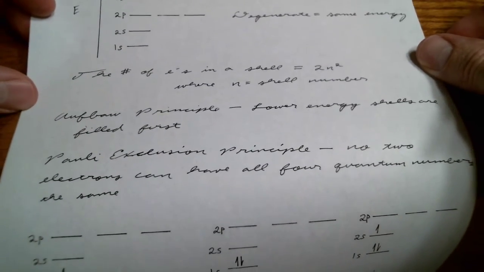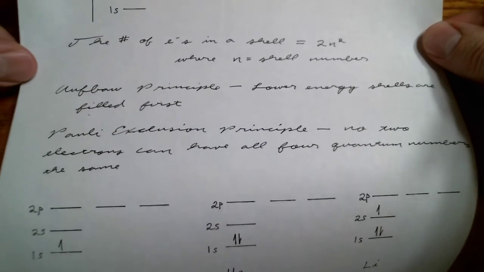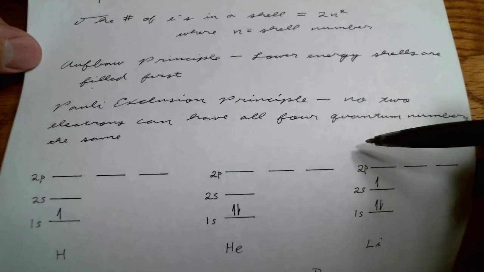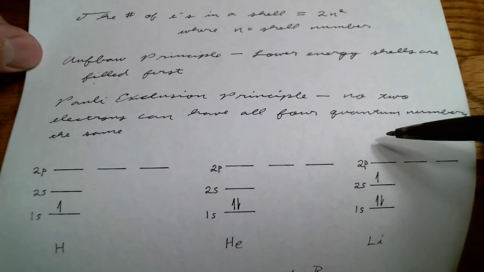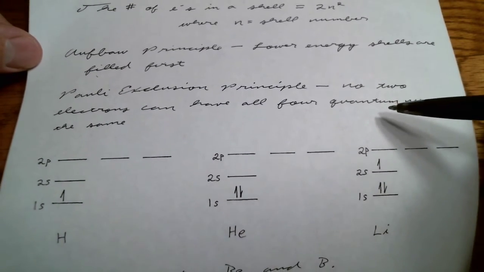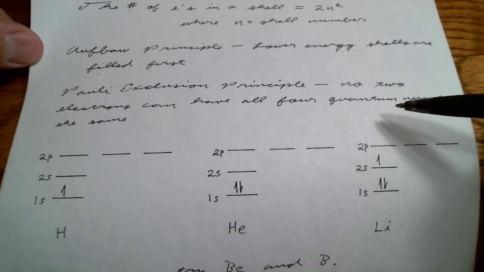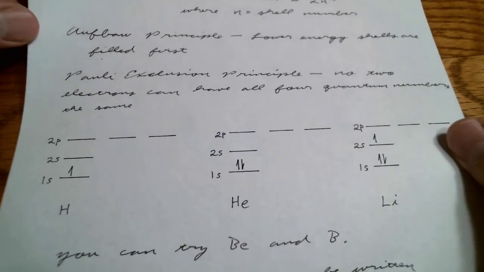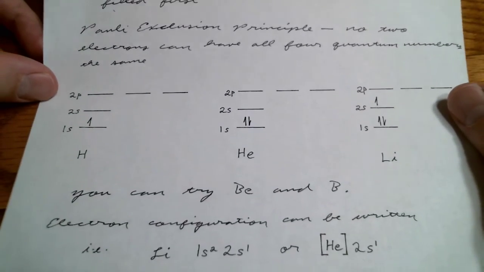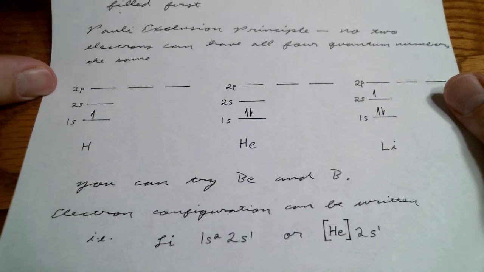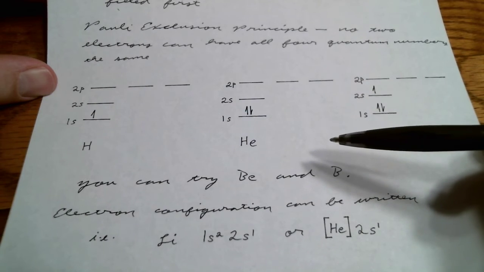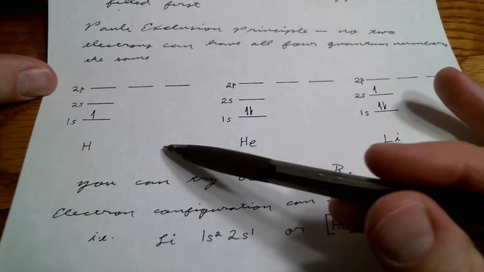And so here we have the Aufbau principle, and that principle says basically lower energy shells are filled first. After the Aufbau principle, it's kind of interesting to encounter the Pauli exclusion principle. That is, no two electrons can have all four quantum numbers be the same. And I think you may remember from general chemistry diagramming out electron configurations for various elements.